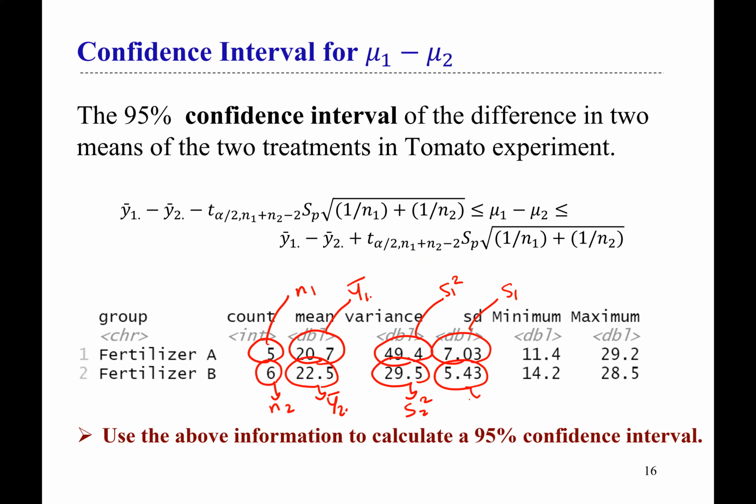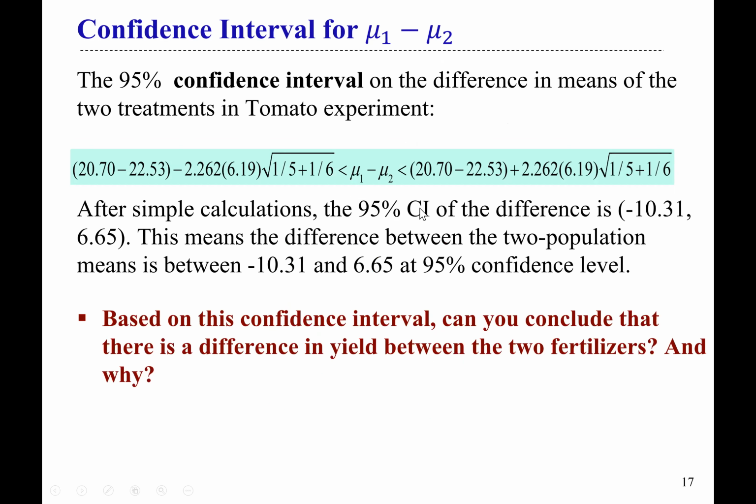This one is S2, the sample standard deviation for the second group, or for the second treatment, which is the second fertilizer. So I can plug all these values into this formula and get the lower limit and upper limit. You plug in the values Y1 dot bar minus Y2 dot bar, the t value, and Sp times the square root of 1 divided by N1 plus 1 divided by N2. And you get the lower limit is negative 10.31, upper limit is 6.65.